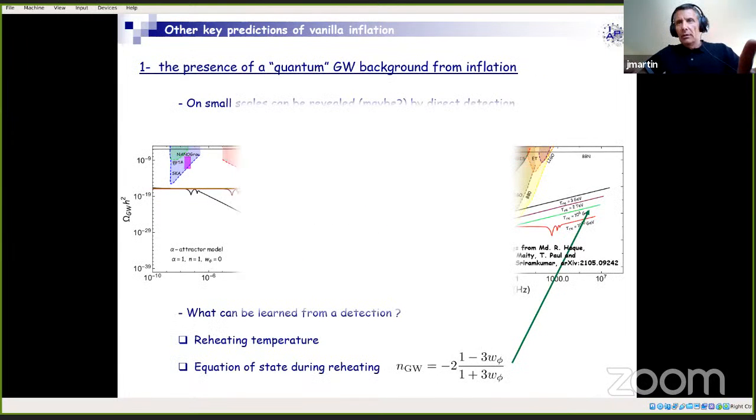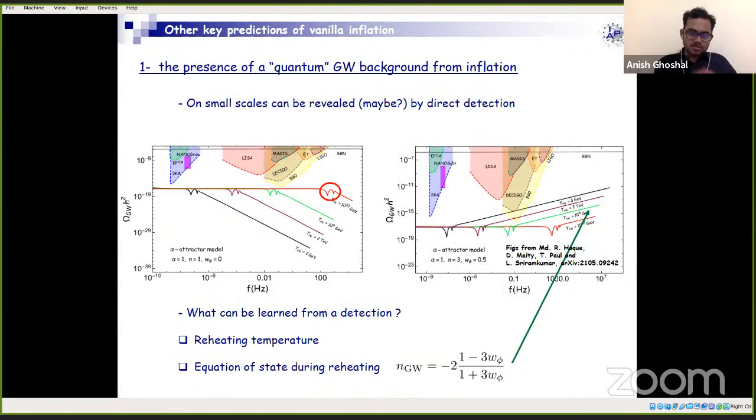This one, you mean? Yeah. Yes. So here, I see the value of omega GW at this frequency scale 10 to the power -2 is something around 10 to the power -16, right, or something like that. So this is an assumption, right?